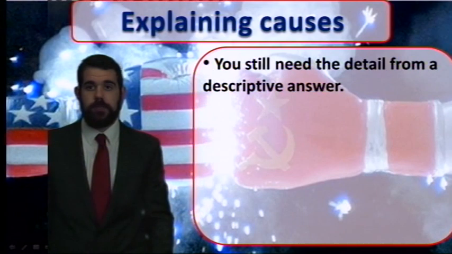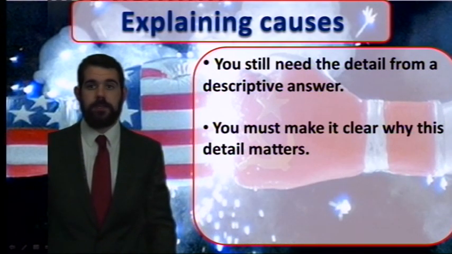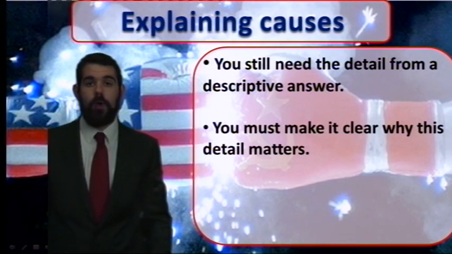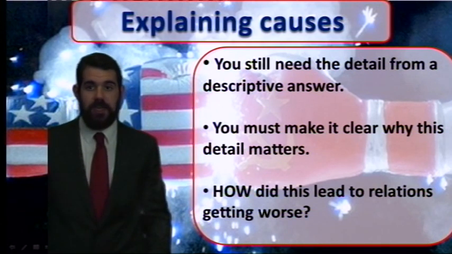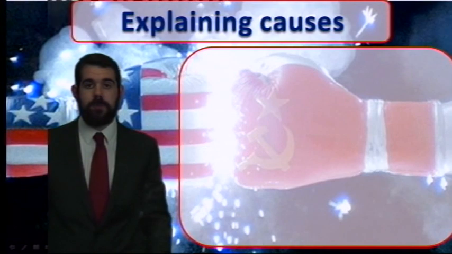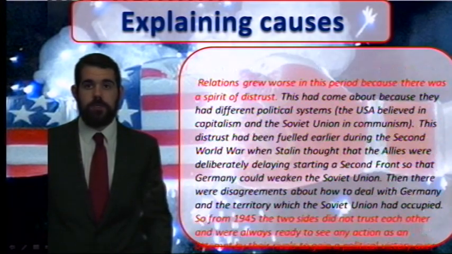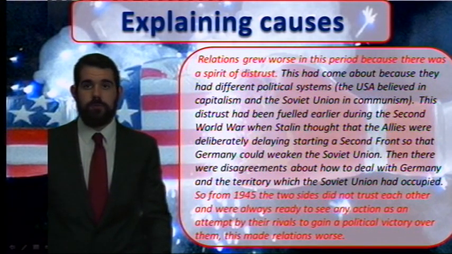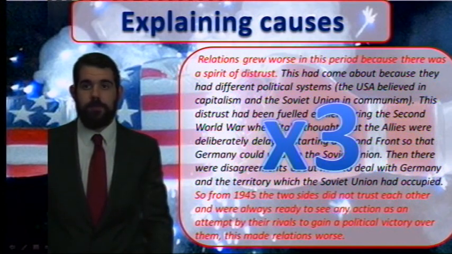Explaining the causes, we now start to get into some serious marks. You still need to keep that detail, but you need to make it clear why the detail matters. You're not just telling a story. How does this make relations worse? You can pause this answer and read it, but the red bits are showing where the explanation is coming in and how that's different to a description. If you do that 3 times, you're onto a winner.